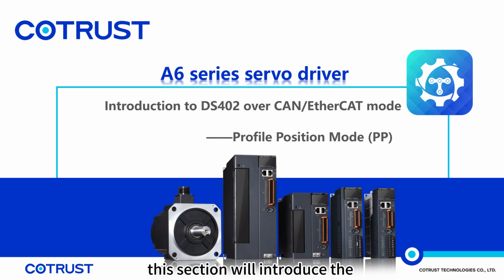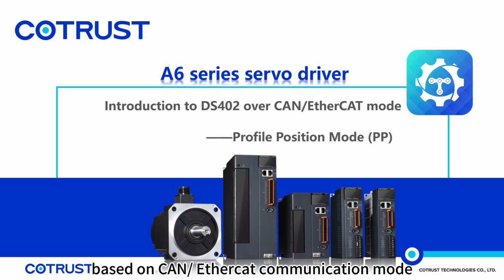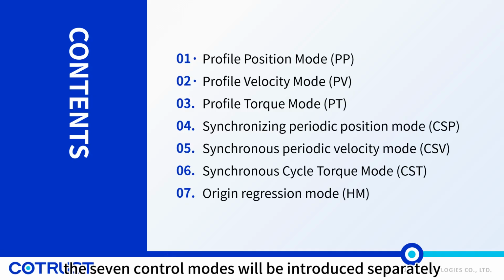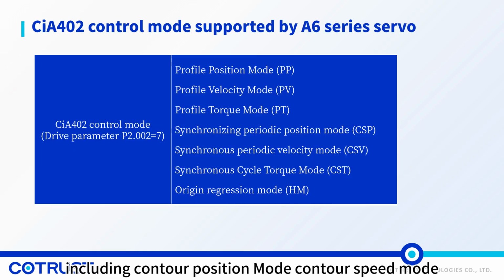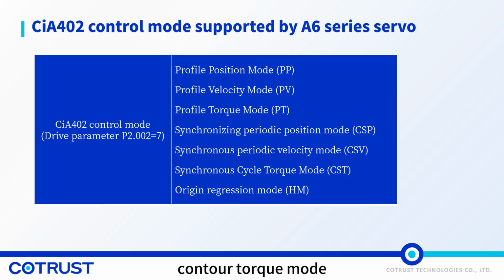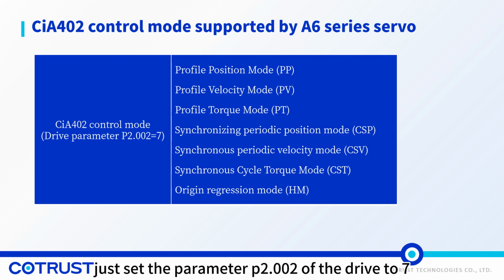This section will introduce the DS402 control modes of the A6 series servo, based on CAN EtherCAT communication mode. The 7 control modes will be introduced separately, including contour position mode, contour speed mode, contour torque mode, synchronous cycle position mode, synchronous cycle speed mode, synchronous cycle torque mode, and origin regression mode. All A6 series drives support these modes. Just set the parameter P0.002 of the drive to 7.